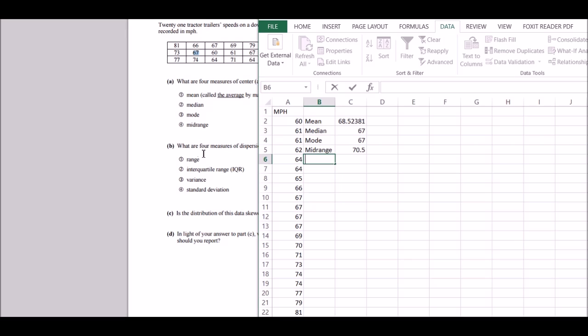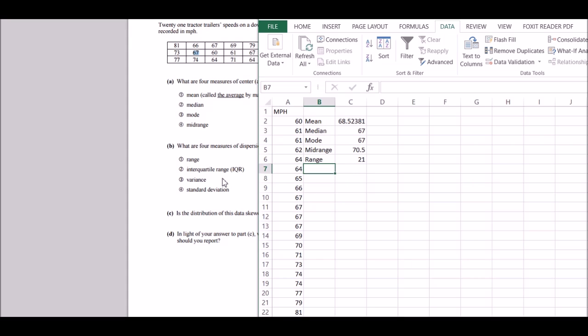Now, for range, that's another one of those that is pretty simple, and there's not a set formula in Excel. The range is just simply the largest minus the smallest. So we can go largest minus the smallest. And that's going to be 21. So between the largest and smallest is 21 miles per hour. So think about it. You're on the highway, the fastest one's 81 miles per hour, the slowest one's 60. And we all know when you're traveling on the highway, that happens all too often.